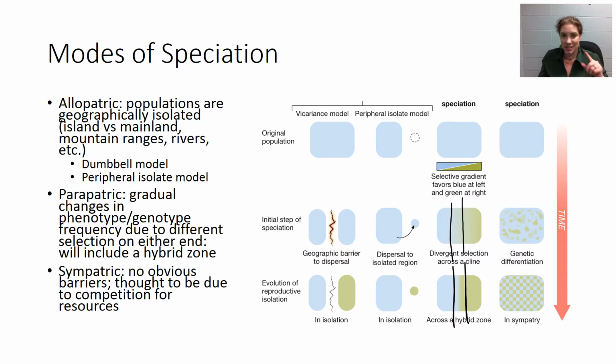Sympatric speciation is the toughest of the three, and that's because there is no geographic reason. In fact, these critters, whether they're like birds living in the same forest or fish living in the same pond, they actually encounter each other. And they could potentially mate with each other, they just don't. So this is thought to be due to competition for resources.